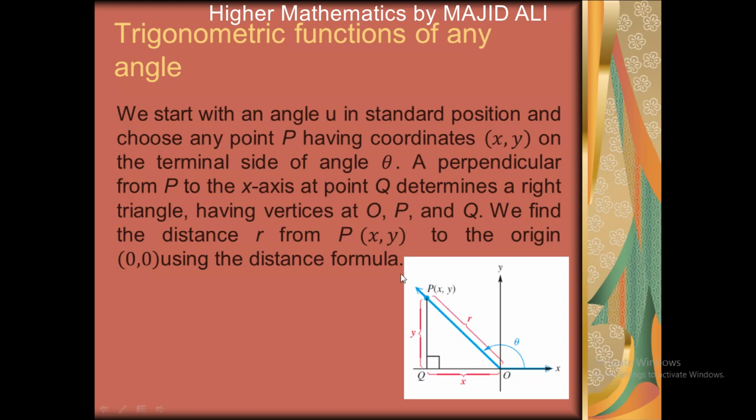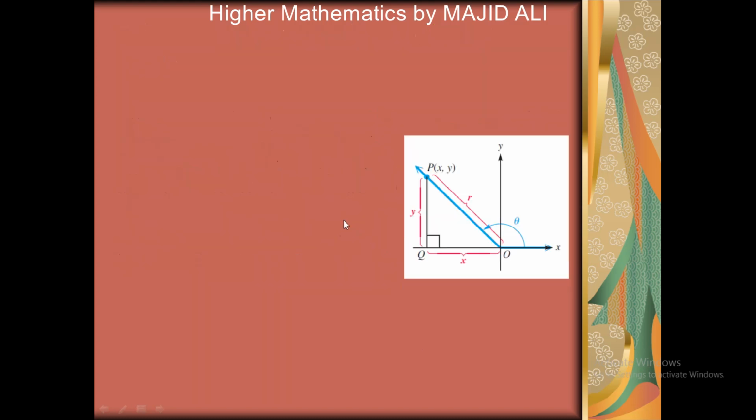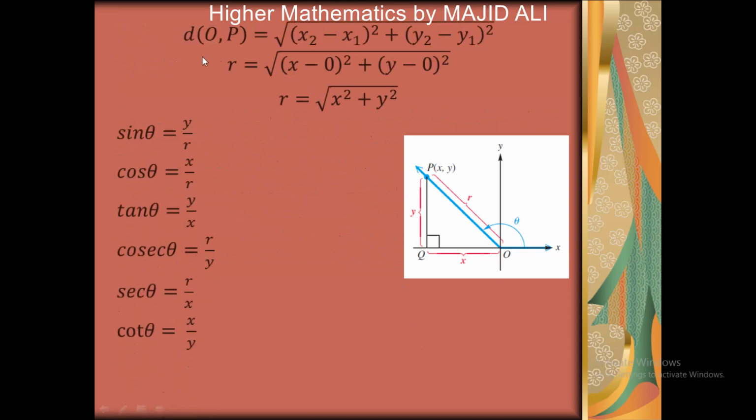We use the distance formula. D stands for the distance from O to P, which is equal to the square root of (x2 minus x1) squared plus (y2 minus y1) squared. By substituting the values, we only have one point's values, x1 and y1, which are equal to x and y, and the other point is the origin. So it is the square root of (x minus 0) squared plus (y minus 0) squared, which is equal to the square root of x squared plus y squared.